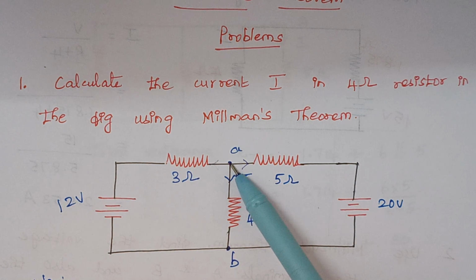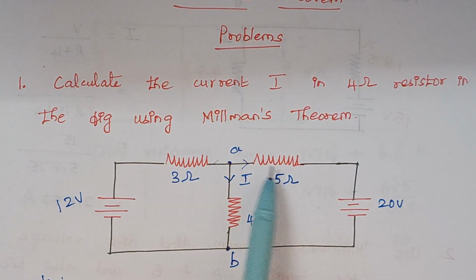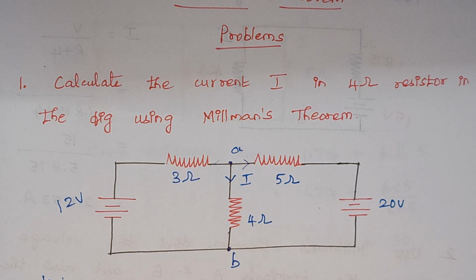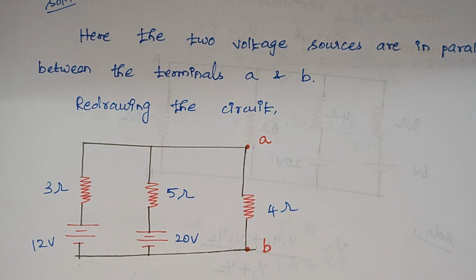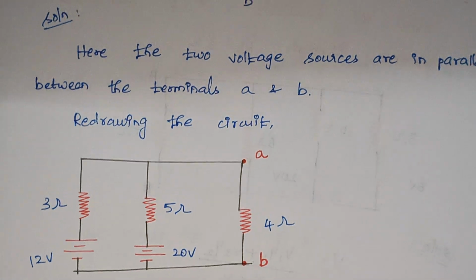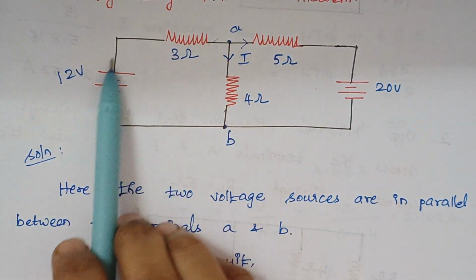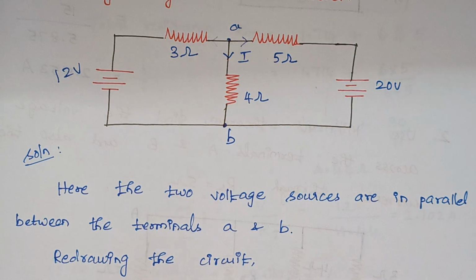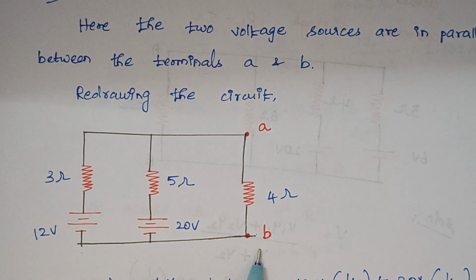But just to make it even clearer, when you keep this as the reference point, this comes in parallel, and again this also comes parallel to this 4 ohm resistance. To make our calculation simpler, the first step is redrawing the circuit. So we will have a circuit like this: this is AB 4 ohm, and to this 4 ohm this is parallelly connected, and again to this 4 ohm this is parallelly connected. So all three are in a parallel connection. This is our circuit diagram.